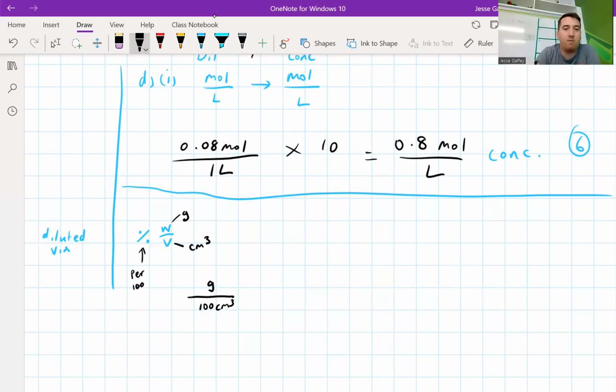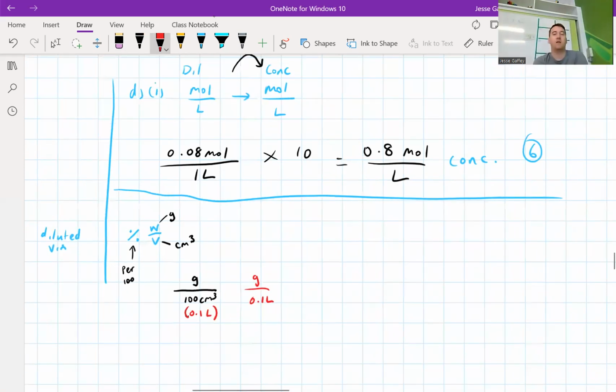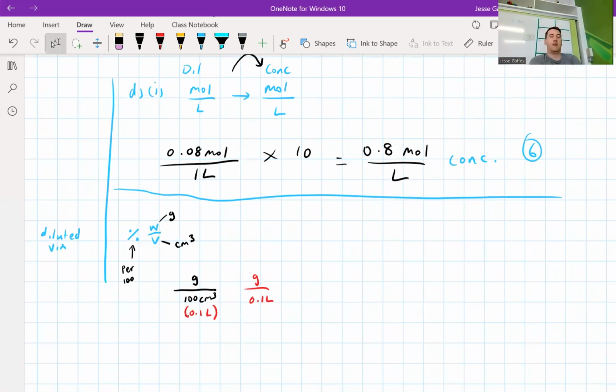And remembering what 100 centimeters cubed is, it's 0.1 liter. So in other words, we want to find the grams per 0.1 liter of the concentrated vinegar. All right, so if you know how we would do that, you can go ahead and have a go at doing this now, okay?